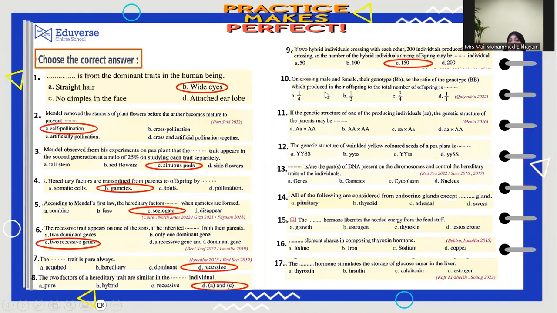On crossing male and female, the genotype B capital B small with B capital B small, what will you get in their offspring compared to the total number of offspring? Let's do it: B capital B small cross B capital B small, so I have B capital B capital, B capital B small, B capital B small, B small B small. How many of them will be pure dominant B capital B capital? Just a quarter of them.